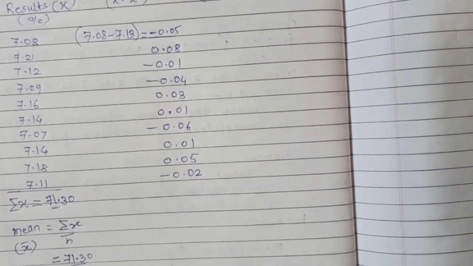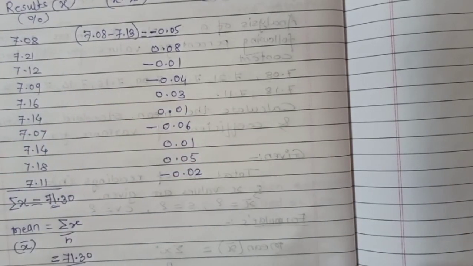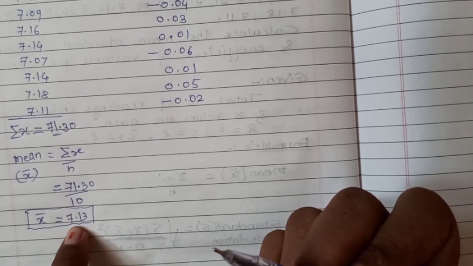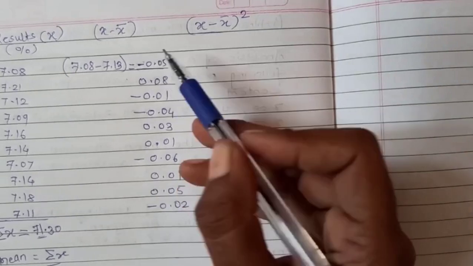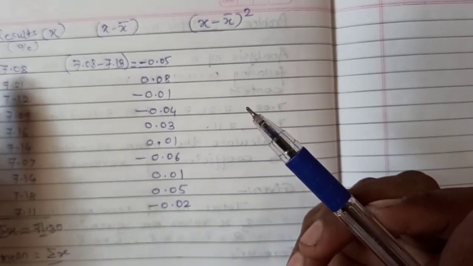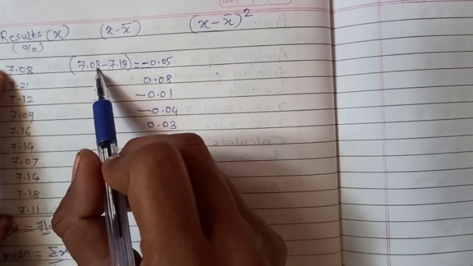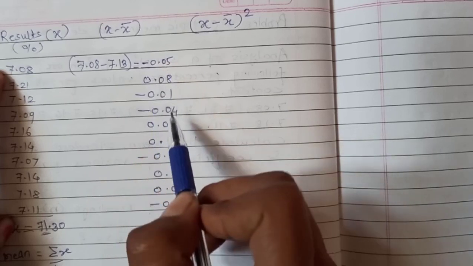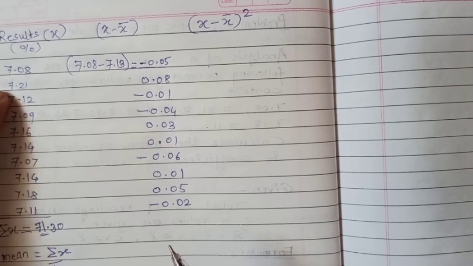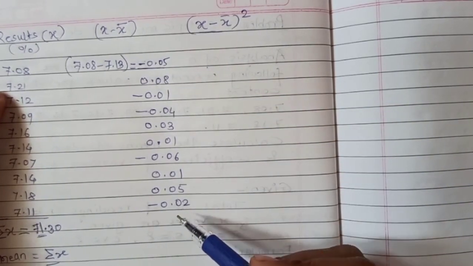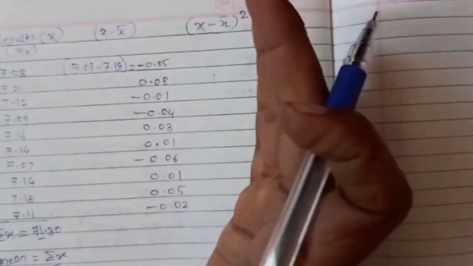See again, x value which is here is given in the problem, 7.08. Here we calculated the mean value x bar as 7.13, and in this column x minus x bar, x value is this one, and we can take the difference between the given value and the mean value and write here only the difference. From each value there is a subtraction of the mean value, and this remaining value is written here. Now we only have to square these values and write here.